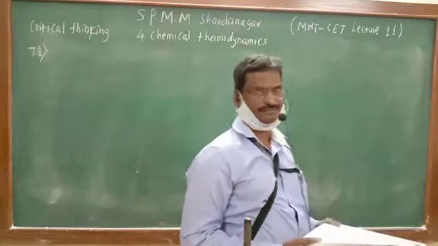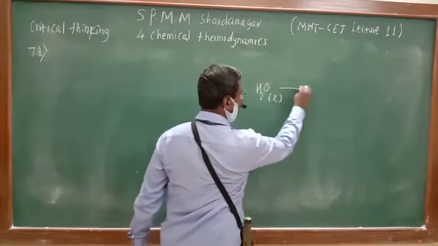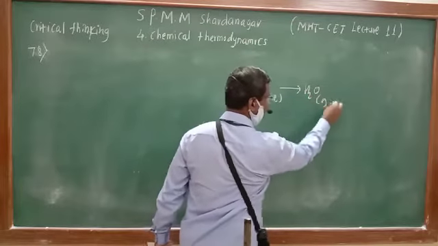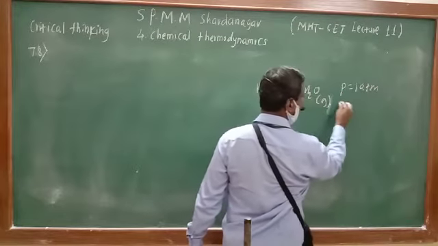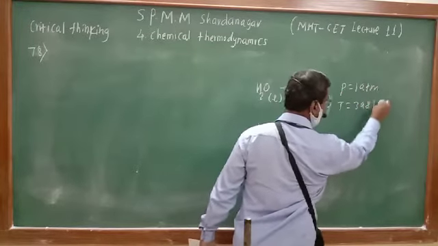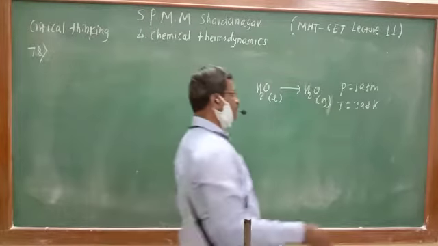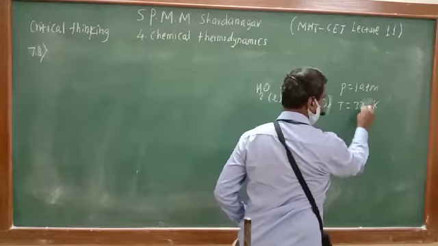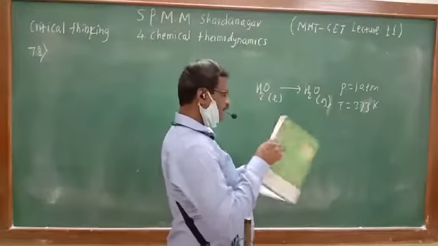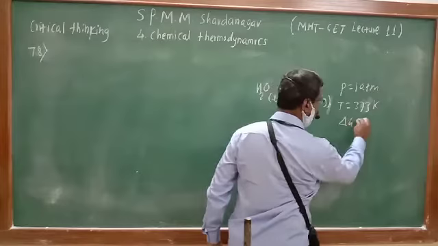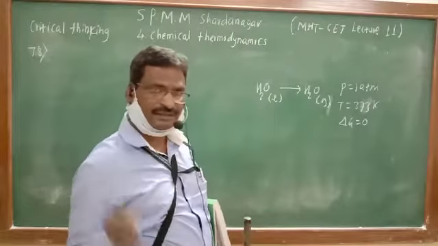This indicates that, see, they have given the reaction H2O liquid converted to H2O gas at pressure 1 atmosphere and at temperature 373 Kelvin. This is the reaction they have given at 373 Kelvin and 1 atmospheric pressure. And under these conditions, delta G will be equal to 0. So what does it mean? Let us see once again what we have studied.